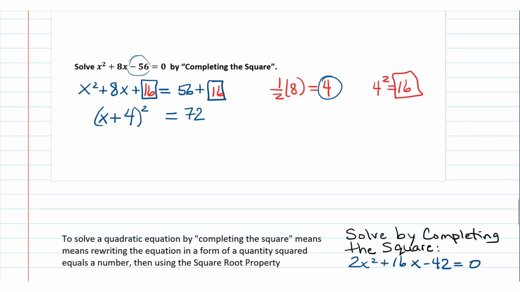Okay, so now we have a very nice form for solving the equation, for finding the x values that will make the statement true. Because we have a quantity squared equal to a number, we can use the square root property. It says that if x plus 4 squared is 72, then x plus 4 must be plus or minus the square root of 72. If you're not sure why, take a look at part 1 of this video series.